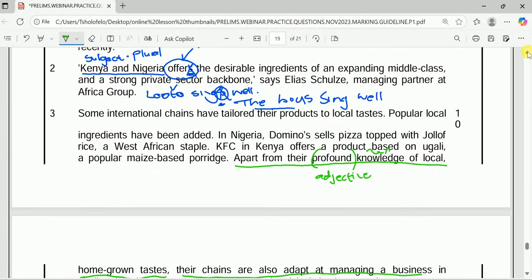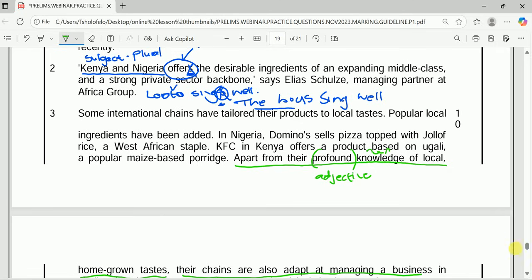Some international chains have tailored their products to local tastes. Popular ingredients have been added in Nigeria. Domino's sells pizza topped with jollof rice, a West African staple. KFC in Kenya offers a product based on ugali, a popular maize dish.